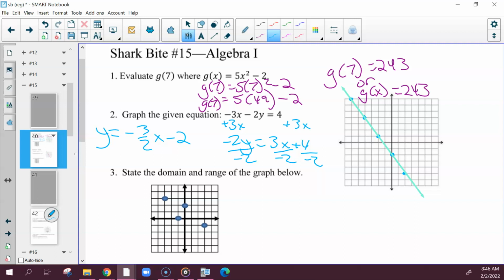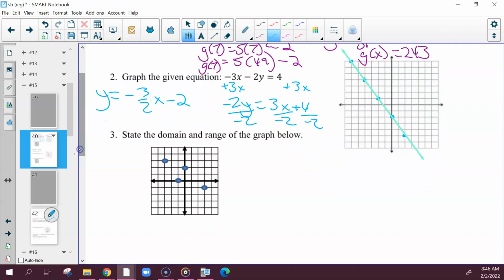For number 3, we need to state the domain and the range of this graph. Here we have random order pairs, so this needs to be a list of numbers. What would our domain be? -3, -2. So because these are random points, we have to have them all listed. If they were connected, then we could do it that way, but we would need to use our notation.